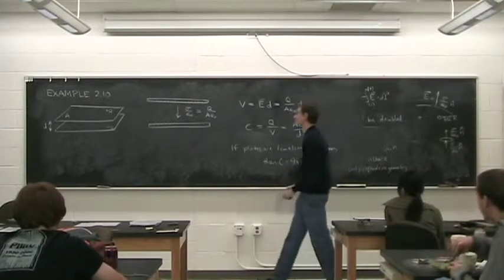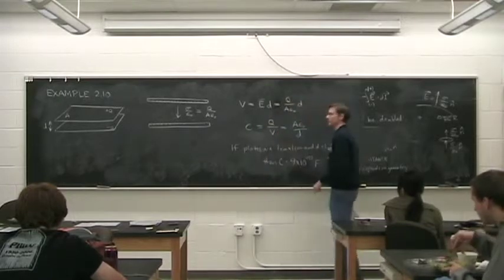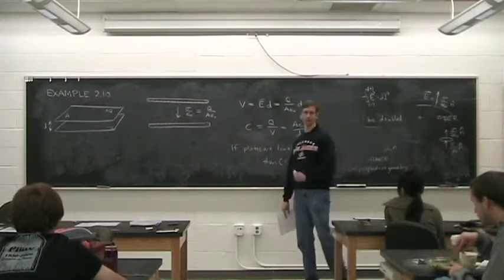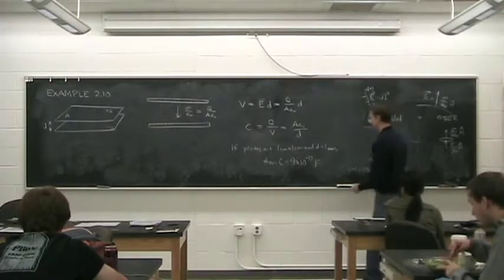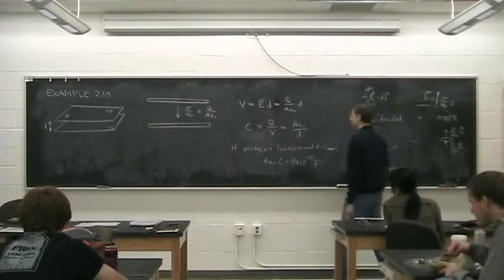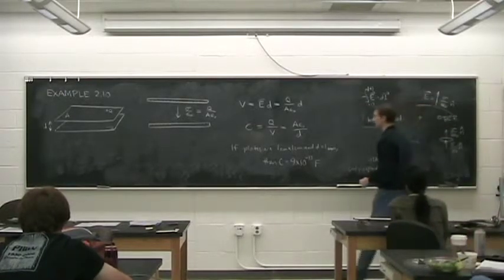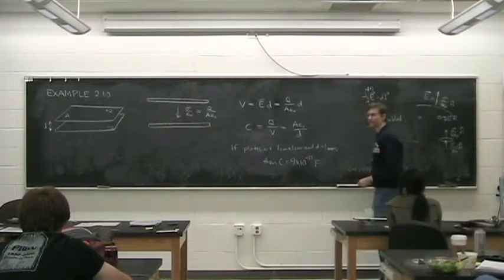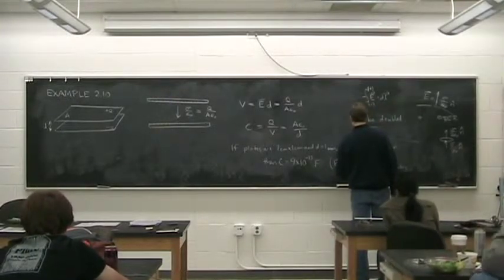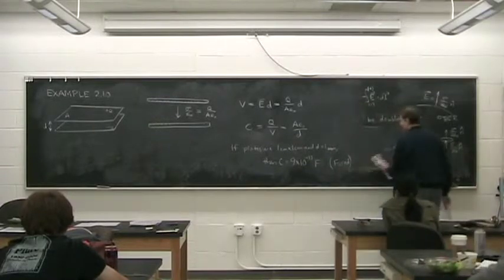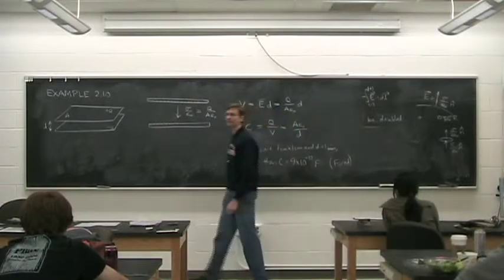And I forgot to mention, by the way, units for capacitance, since it's charge over voltage, is going to be coulombs per volt, and a coulomb per volt is called a farad. So the capacitance of a parallel plate capacitor, 1 centimeter by 1 centimeter with a millimeter separation of plates, would be 9 times 10 to the minus 13 farads, coulombs per volt, which just goes to show you that a farad is a big amount of capacitance, basically.